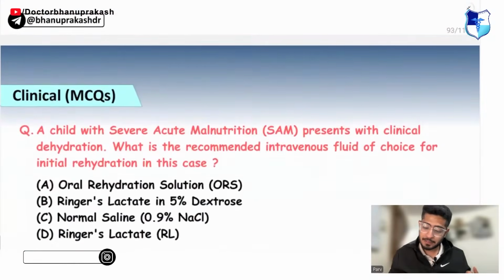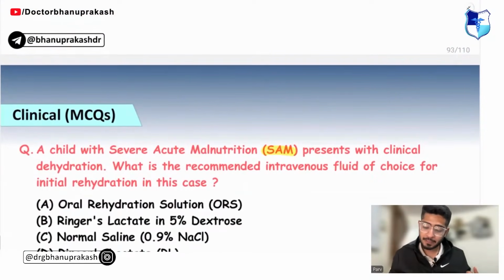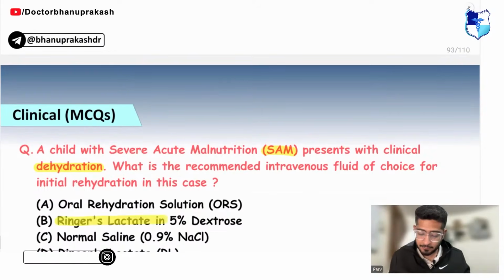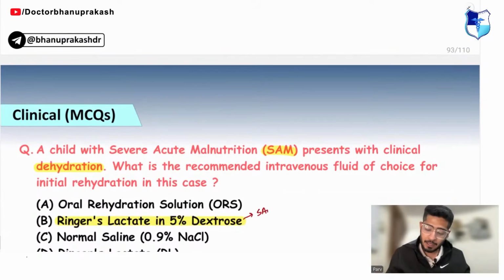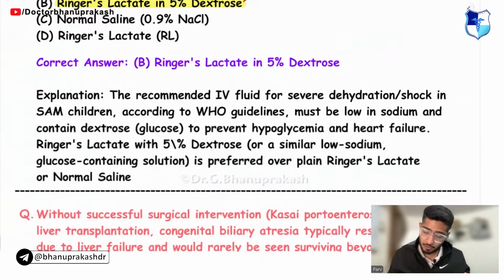Coming on to this one, severe acute malnutrition presents with clinical dehydration. Now tell me what is the fluid of choice? Yes, bache, quickly tell me. Ringer's lactate is given in 5% dextrose because dextrose takes care of SAM and Ringer's lactate takes care of the dehydration. Good, bache.